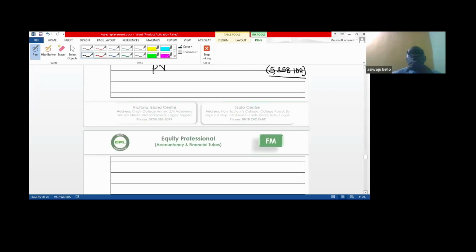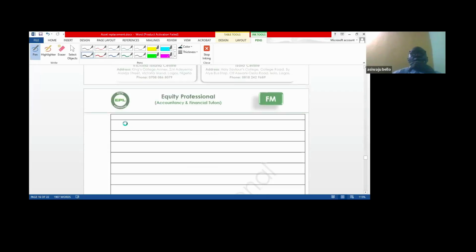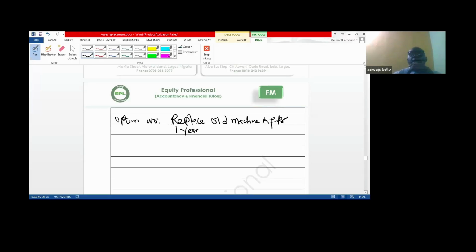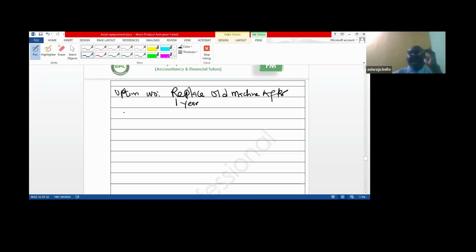Option 2. Replace the old machine after 1 year. That means we are not going to sell again now. Look at it. In year 1, we are going to use the old asset for 1 more year.